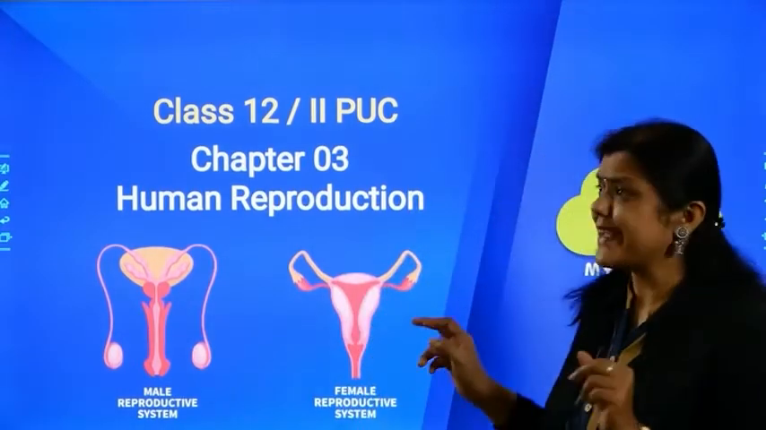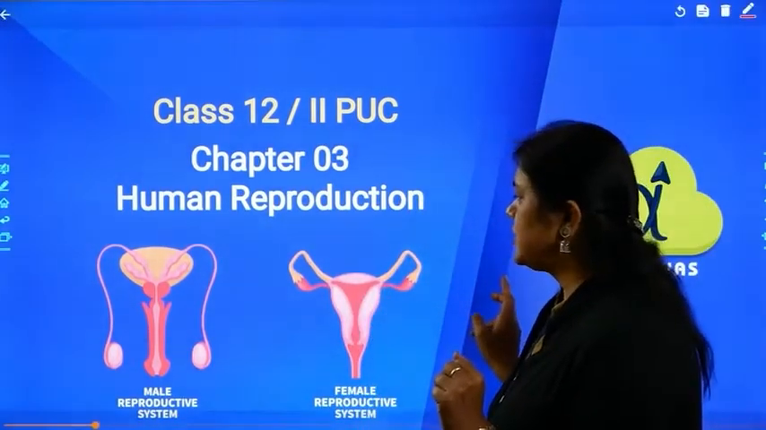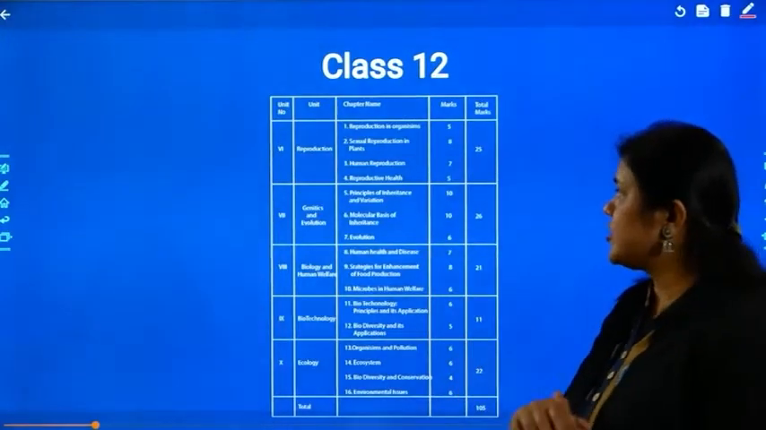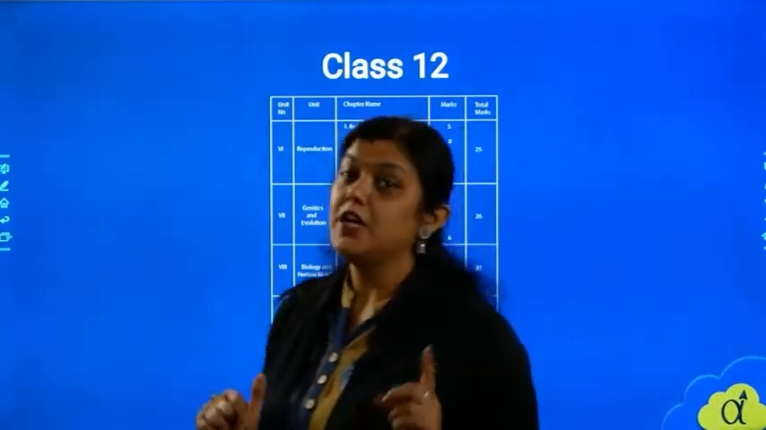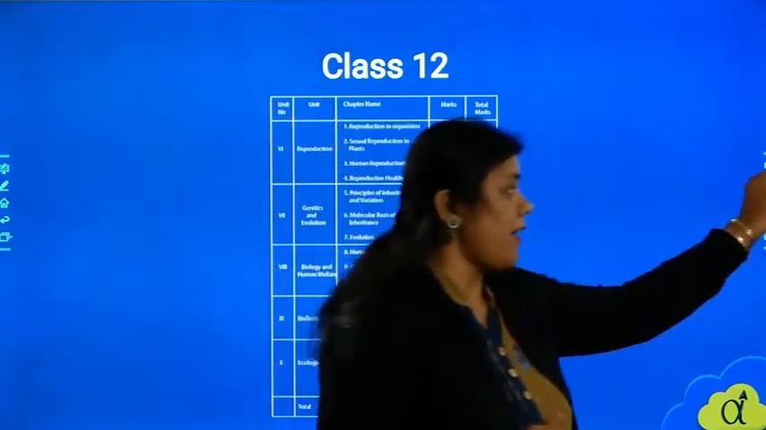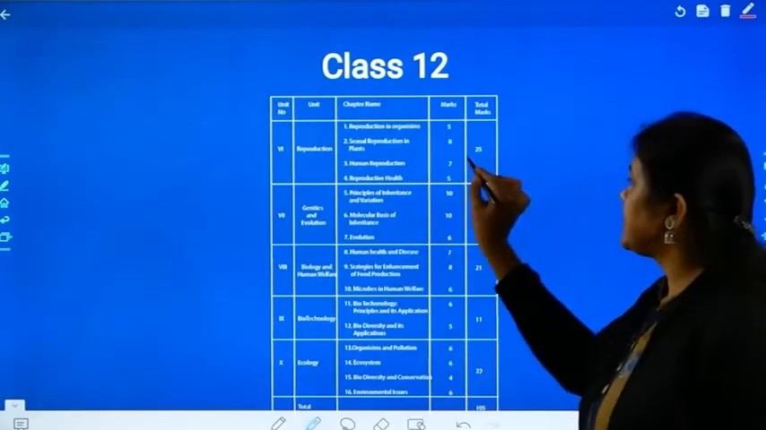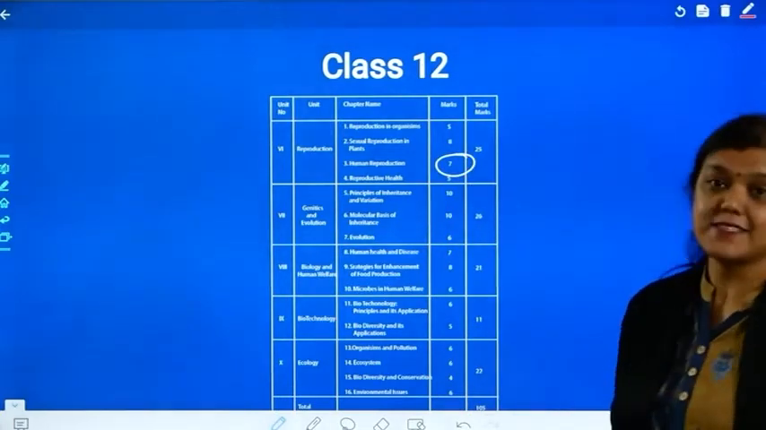No, I think this chapter has the second maximum weightage. Let me check it out. Okay, yeah, here we have human reproduction having the second highest weightage. It carries 7 marks from your syllabus.